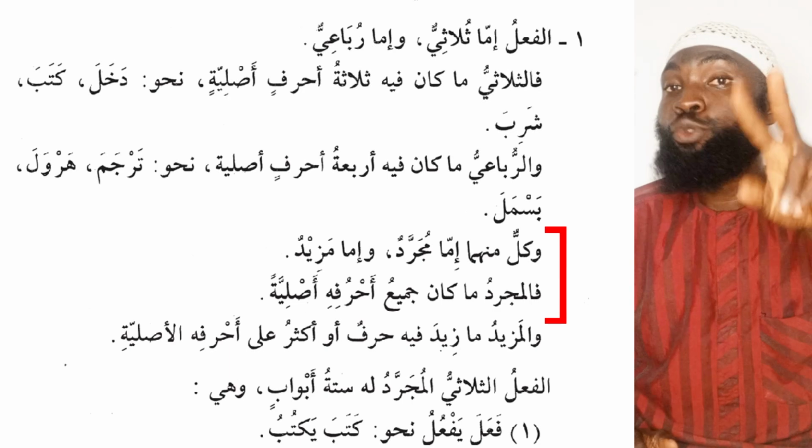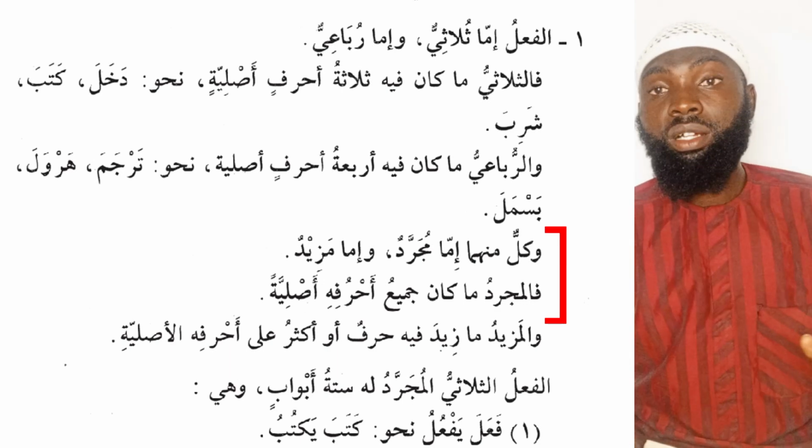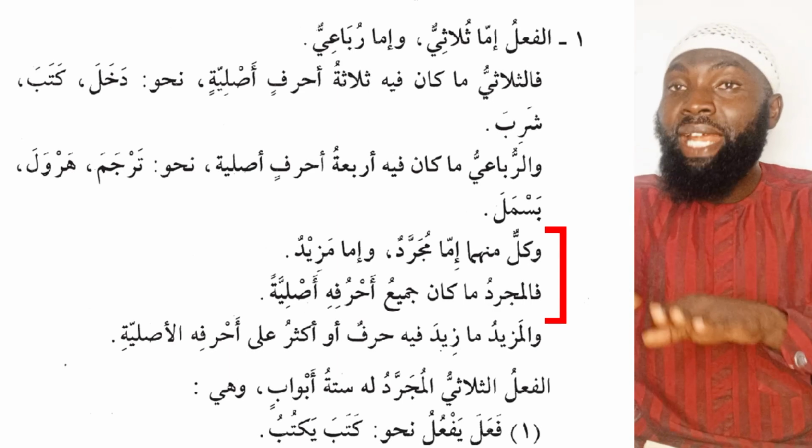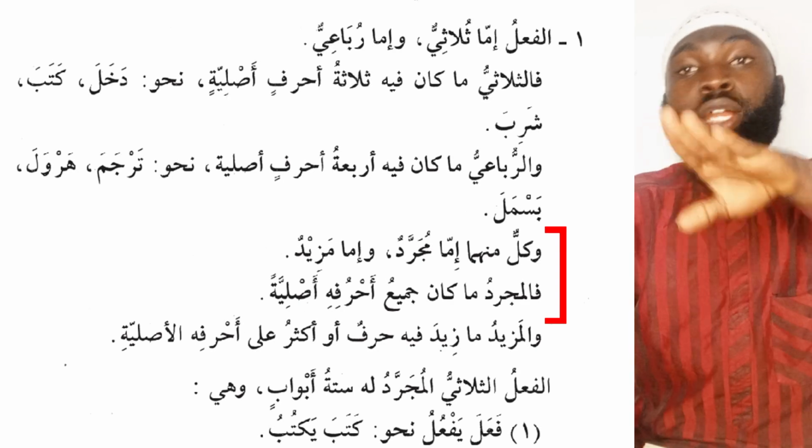And each of them is either mujarrad or mazid. These 2 types of verbs which we have mentioned to you, the tri-literal and the quadri-literal, are either al-mujarrad, bare, meaning they are in their original state, or mazid, meaning an addition has been made to them. Now, al-mujarrad are the ones whose letters are all original: they remain 3 and no addition has been made, or they are 4 and no addition has been made.